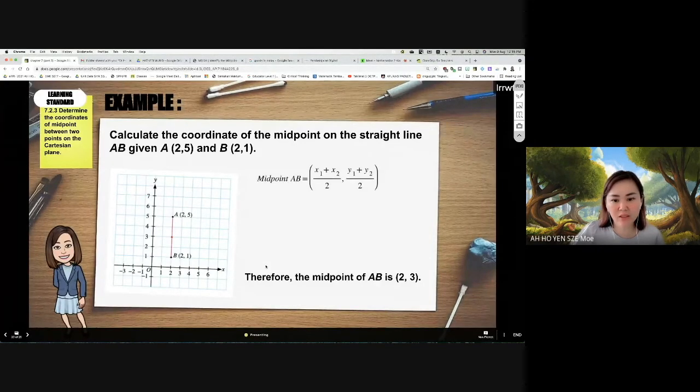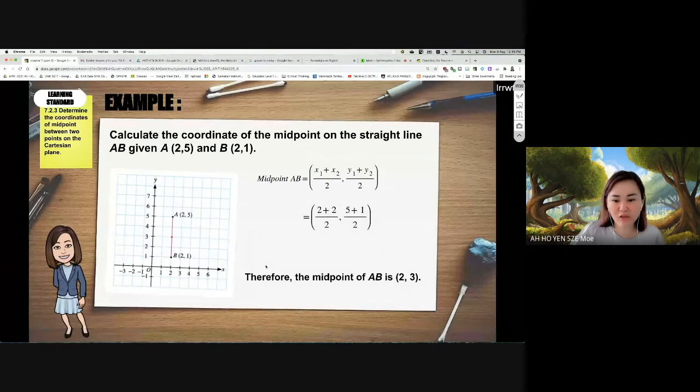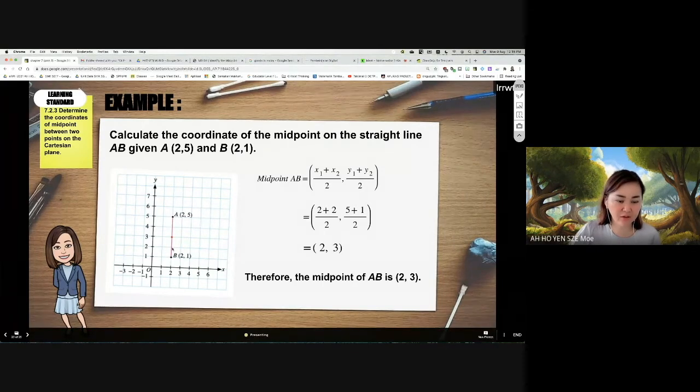This is the formula. So when we have the formula, it's very easy. We just substitute the value of x and the value of y, and divide by 2 for the x and the y. So therefore, the midpoint is 2, 3. And here you can read it, 2, 3.